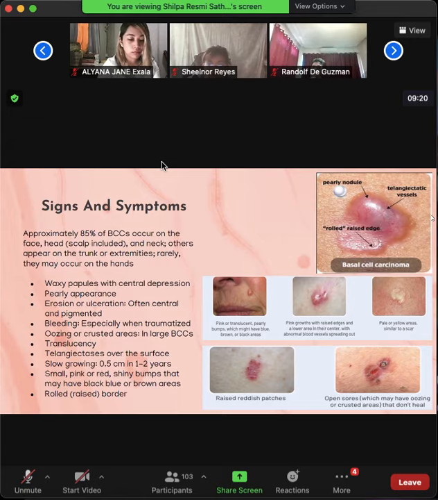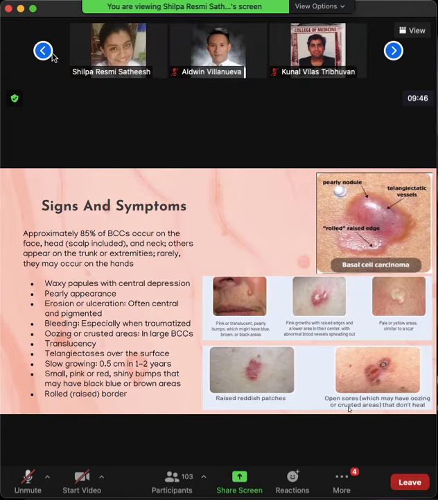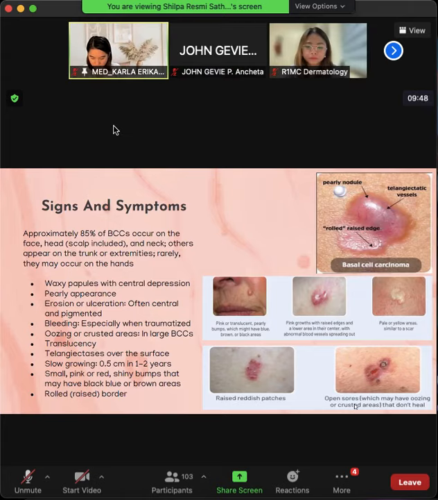So this picture here shows the different types of BCCs. The first one here shows the pink or translucent pearly bumps, which might have blue, brown, or black areas, and the second one has the pink growth with raised edges and a lower area in the center with abnormal red blood vessels spreading out. And the third has a pale or yellow area similar to a scar, and here it is raised reddish patches, and it is an open sore that doesn't heal, which may have oozing or crusted areas.